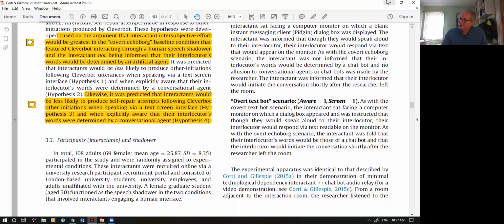So what else can we say about this? Or what questions have you got about the study?